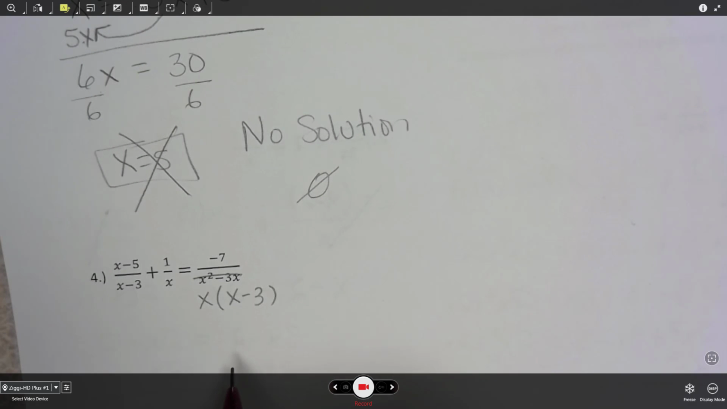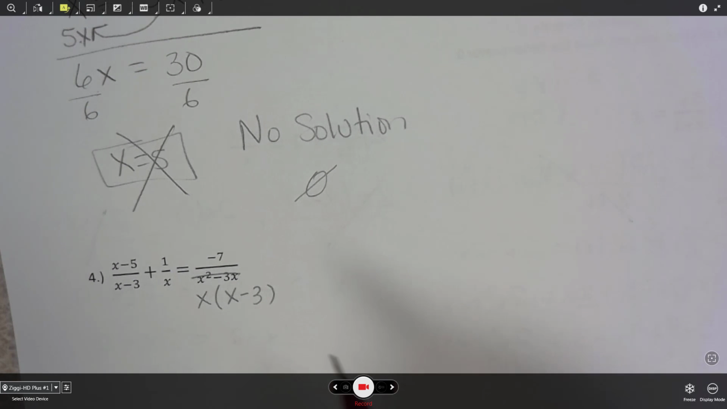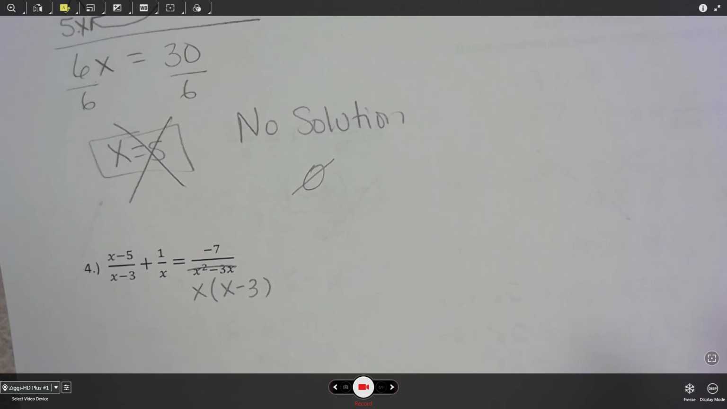If you're still having issues with GCF or factoring of any kind, please make sure you go by the Learning Lab or come see me in my office so that we can discuss and make sure you understand factoring.